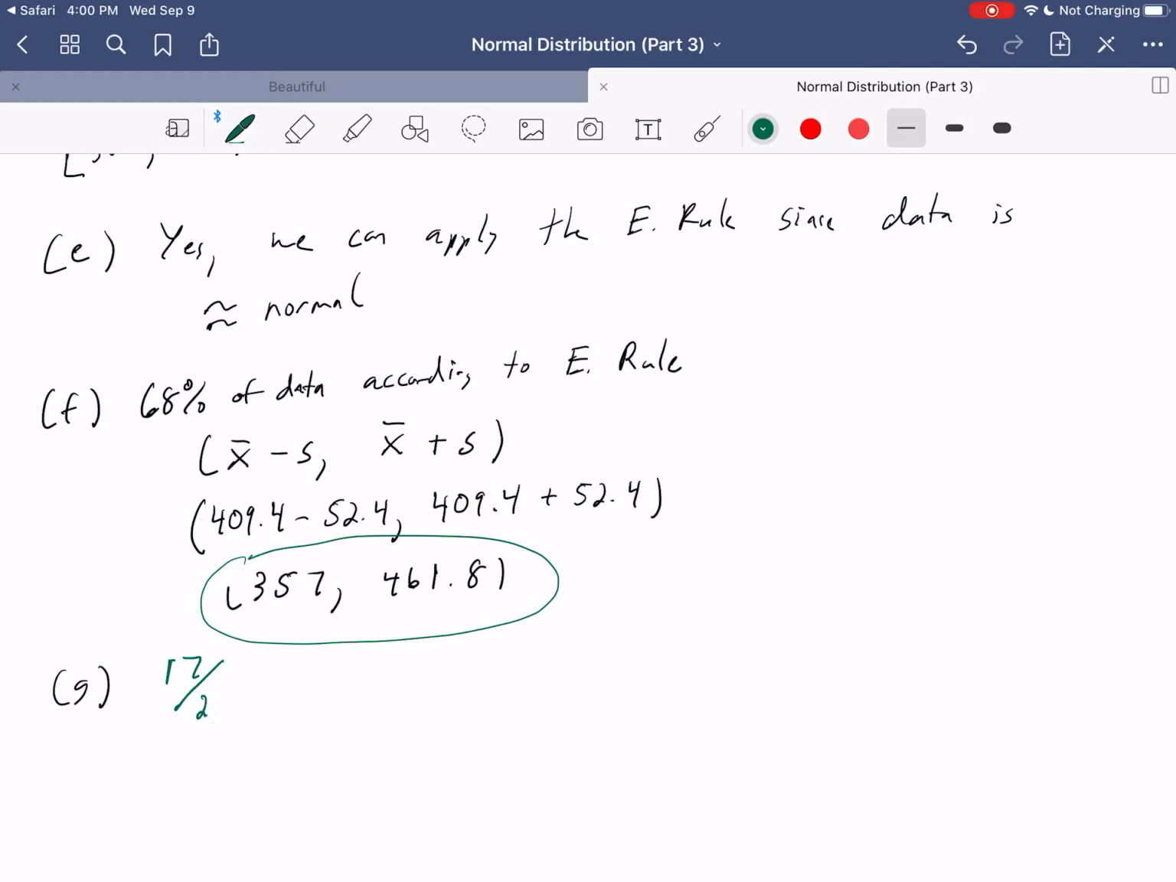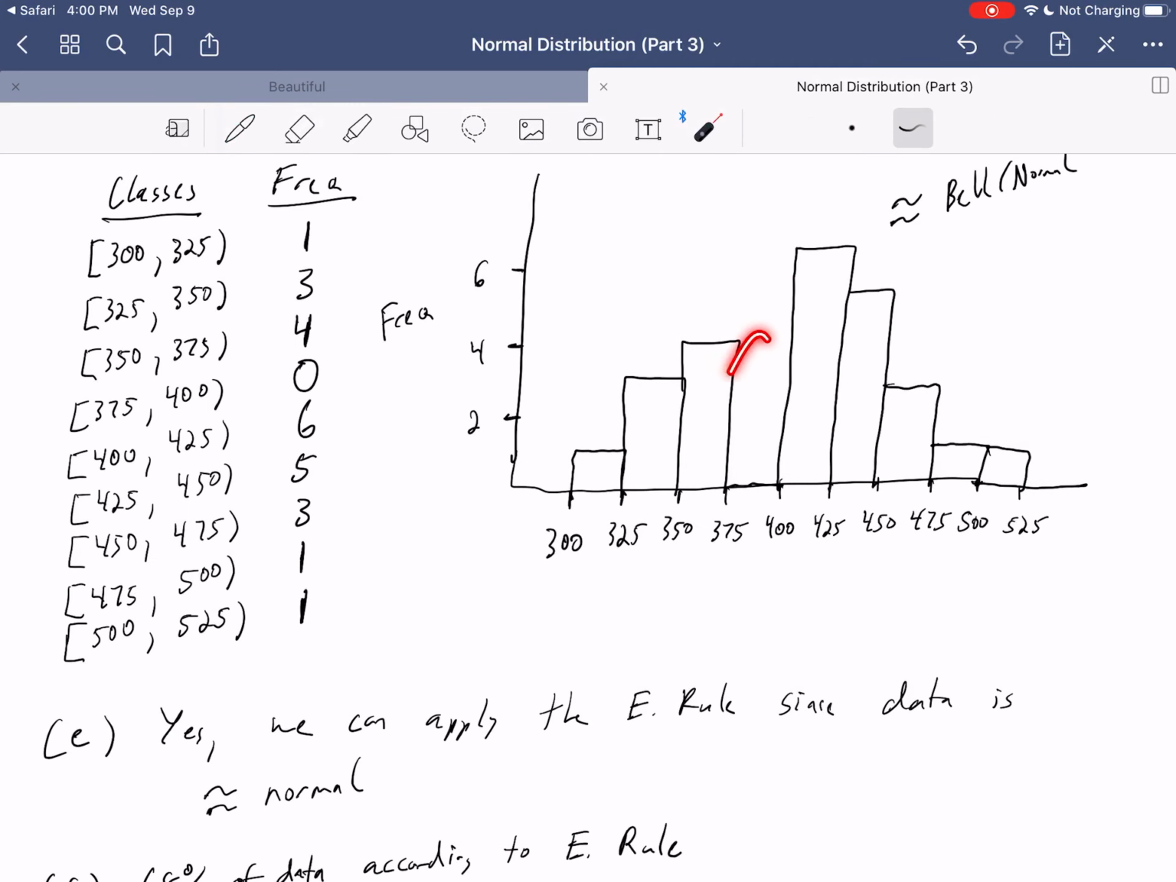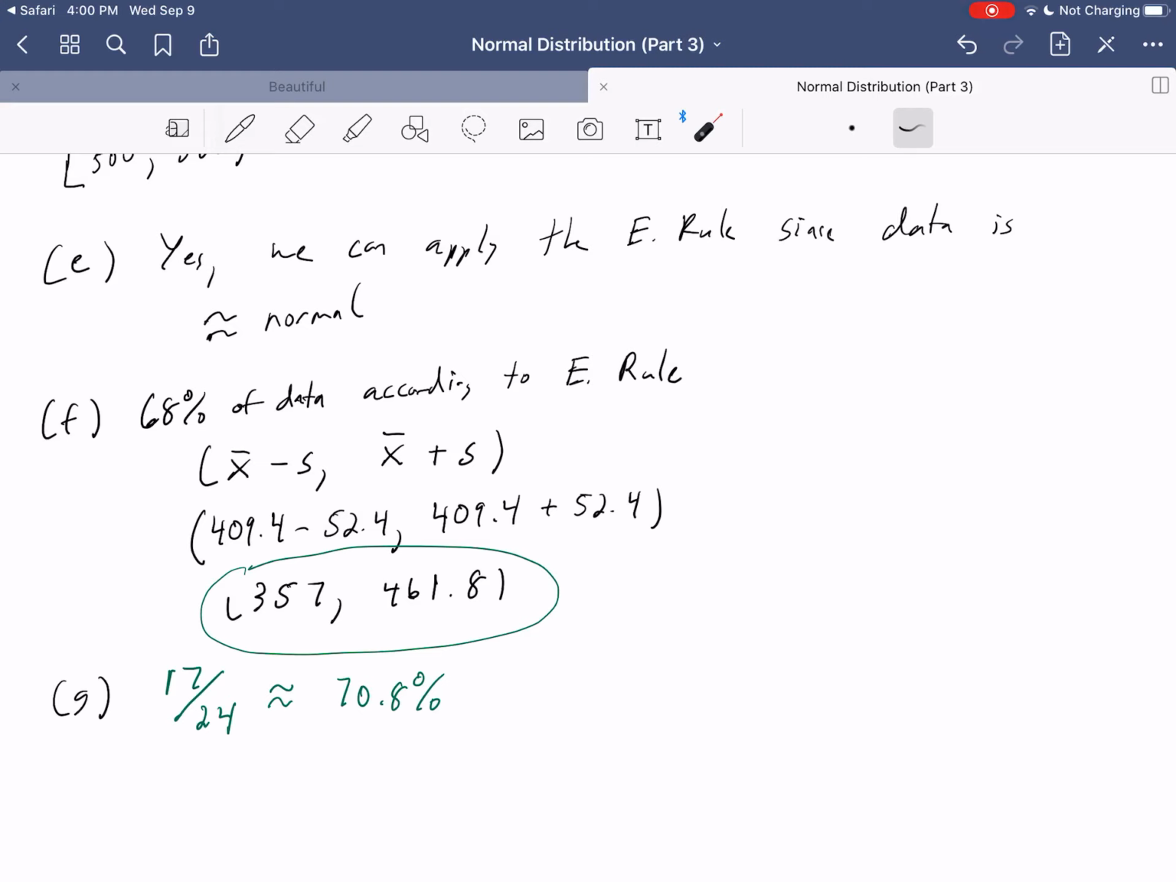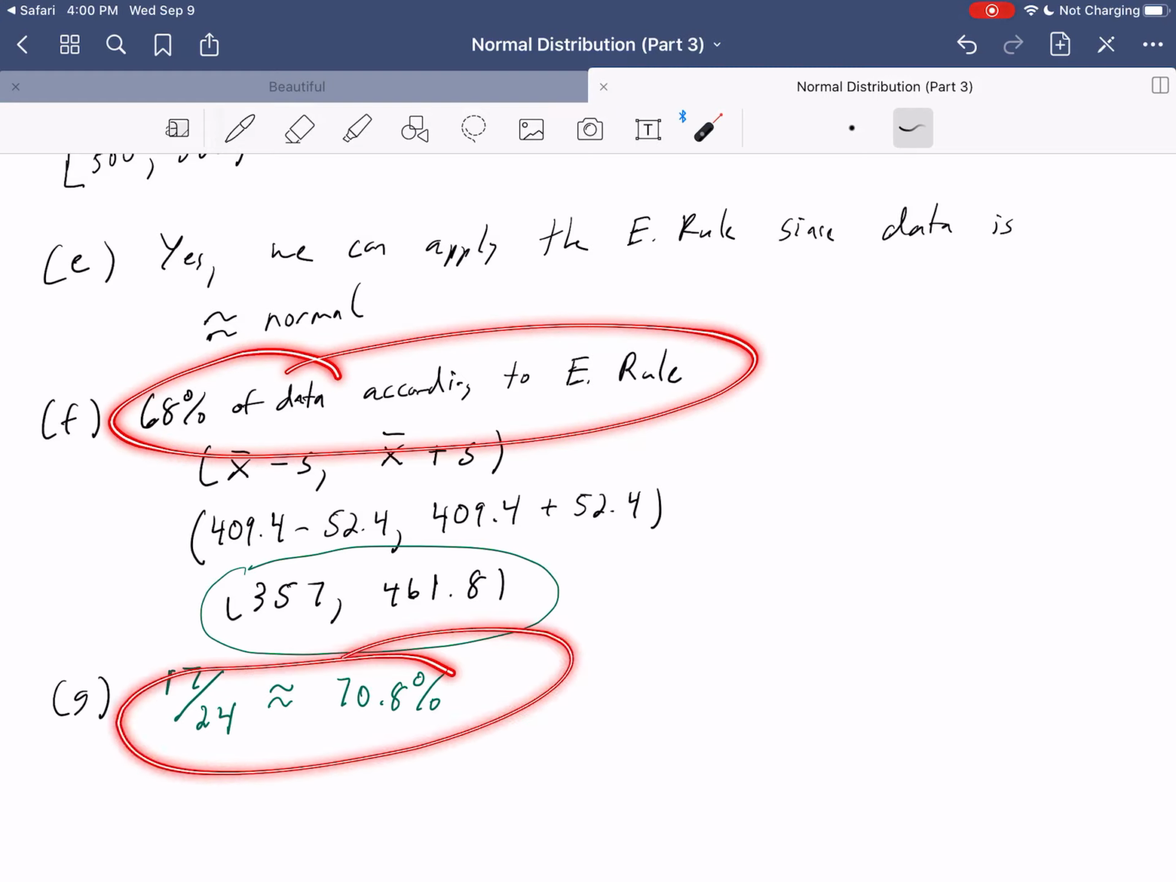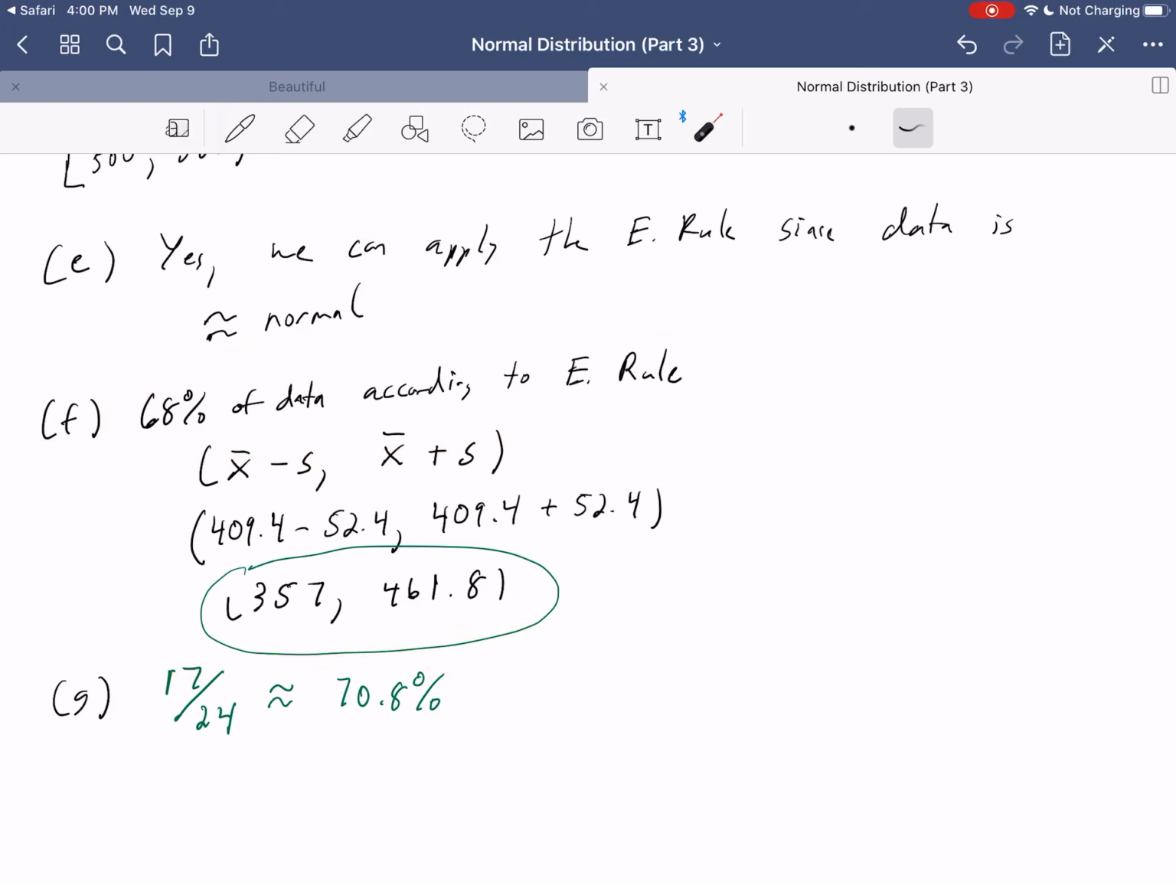Out of how many we had? Well, we had 24. So if we do that, 17 divided by 24, we see that that comes out as approximately, if we write it as a percentage, 70.8%. So notice that even though this guy has this weird gap here, this missing piece in the curve, the accuracy is still very high. Right? We predicted 68% should land there, and we actually found 70.8. So again, pretty accurate considering that this thing is not a perfect bell shape.